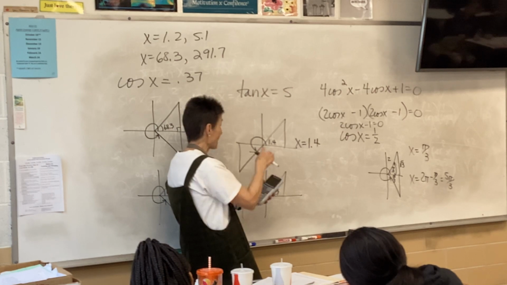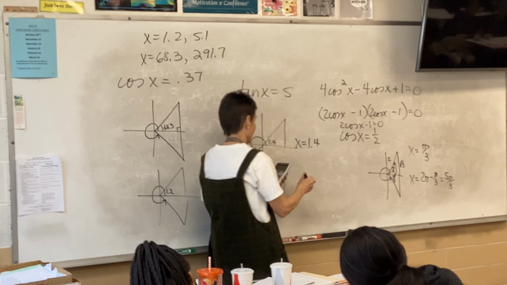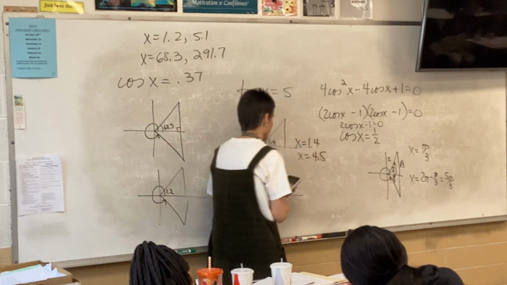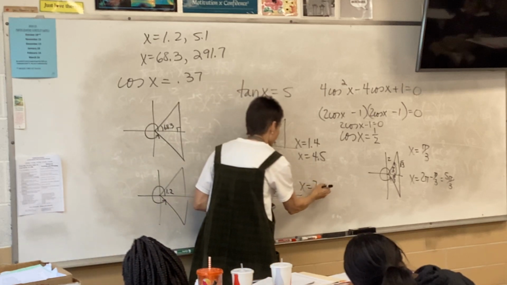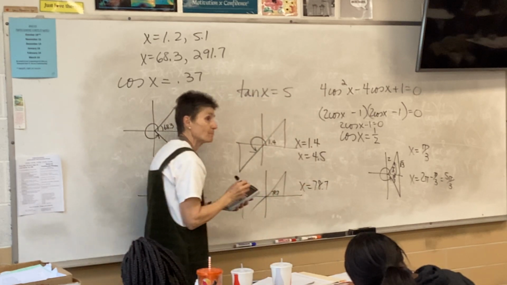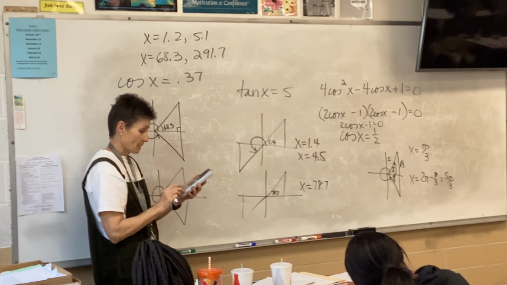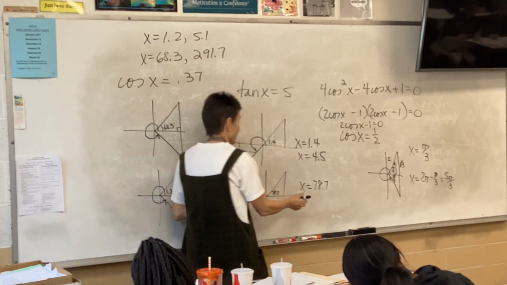1.4 plus, I'm in radians, plus pi. 4.5. And then down here in degrees, one answer was 78.7. The other answer will be plus 180. 258.7?